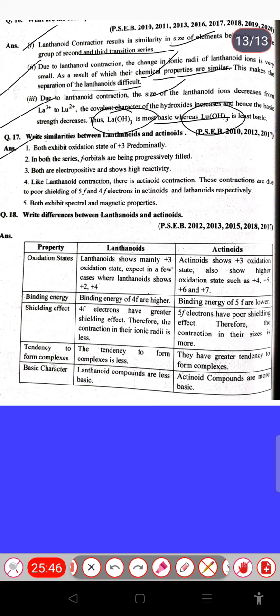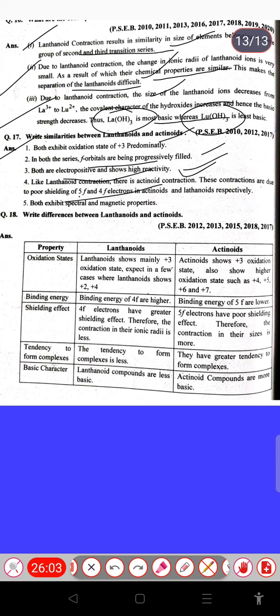Next is the similarity between lanthanides and actinides. Both show the +3 oxidation state, both are f-series elements, and both are electropositive and highly reactive. Lanthanide contraction and actinide contraction occur, and both show the shielding effect of 4f and 5f electrons.